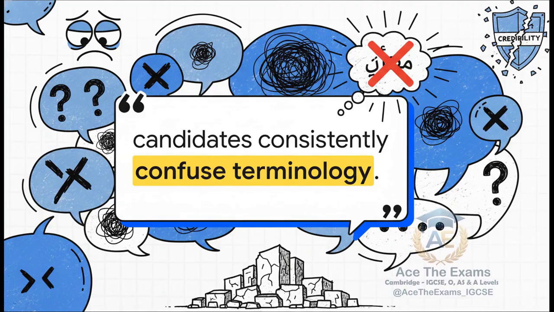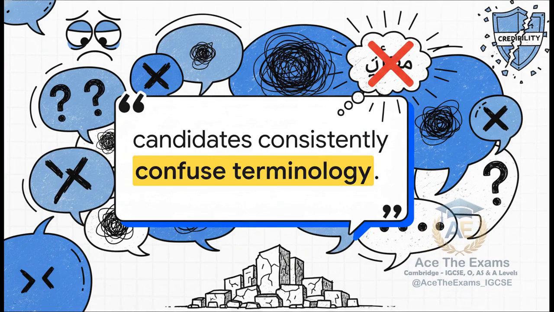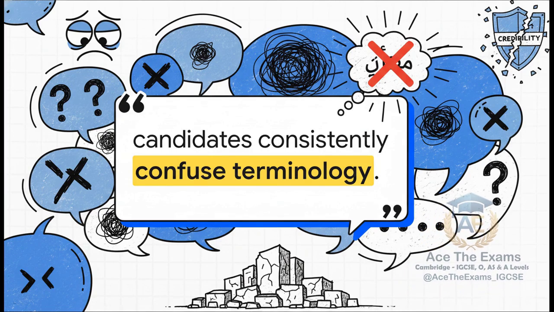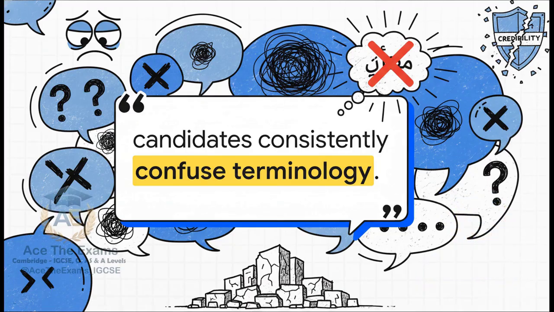Examiner alert. Candidates consistently confuse key terminology. Listen to me on this one. When you are trying to impress the examiner with complex vocabulary, the absolute worst thing you can do is drop an advanced Arabic term and use it incorrectly. It instantly signals a lack of fundamental understanding, and it completely shatters the credibility of your entire analytical framework. It is devastating to your score.